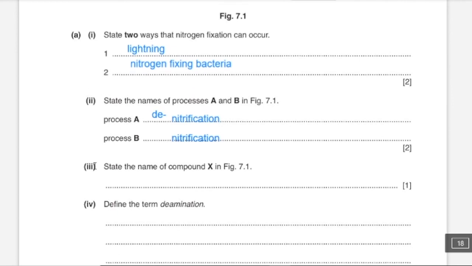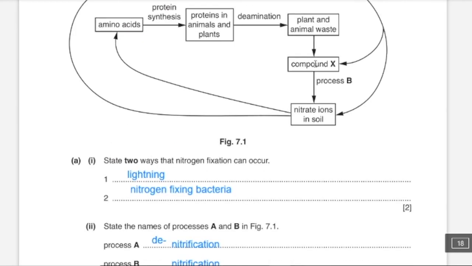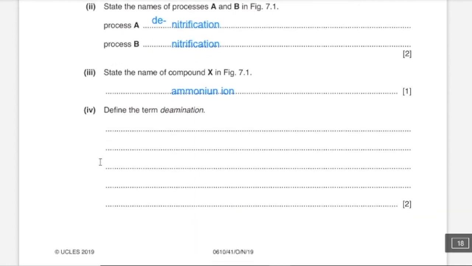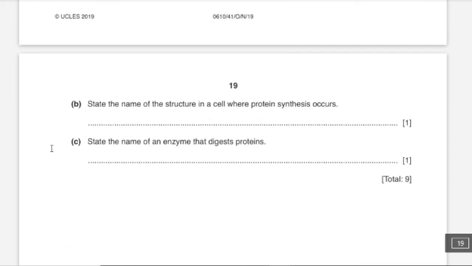State the name of compound X. Over here, this is the ammonium ions. Define the term deamination. Alright, so we're supposed to be writing the definition over here. To form urea. Alright. Moving on to part B.